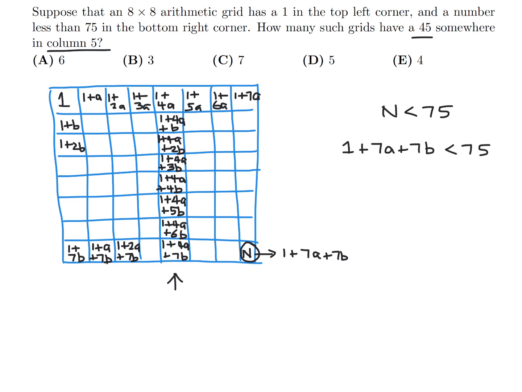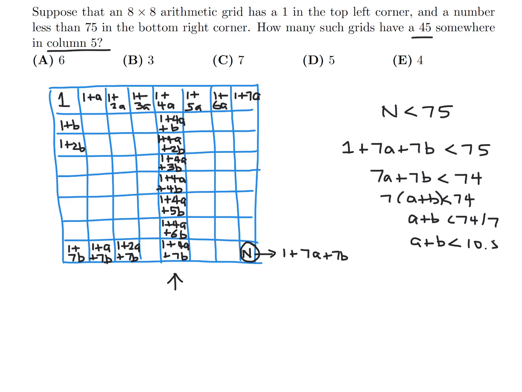Okay, maybe we can get some information from that, because there's very limited information that they give us. So that means 7a plus 7b is less than 74. And if we factor out the 7, it would be a plus b less than 74. And then divide through by 7, a plus b is less than 74 over 7, which is like 10 point something. a plus b would be less than 10 point whatever it is, 10.1 or 10.2.